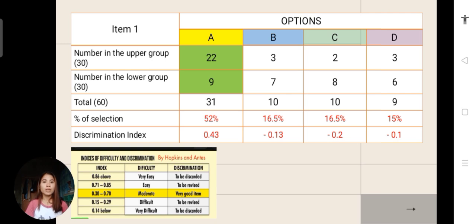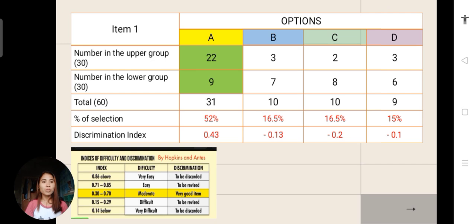So, in option B, we have 3 in the upper group and 7 in the lower group, a total of 10, and the percentage of selection among 60 students is 16.5%, and the discrimination index is negative 0.13. In option C, we have 2 in the upper group, 8 in the lower group, and a total of 10, and the percentage of selection, or the difficulty index, is 16.5%. The discrimination index is negative 0.2.